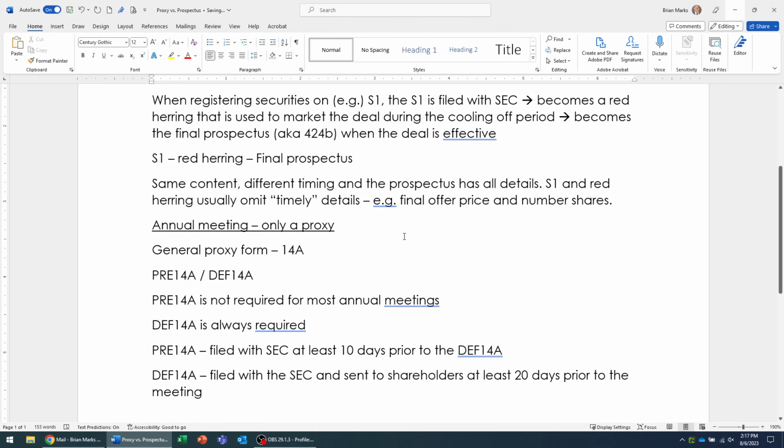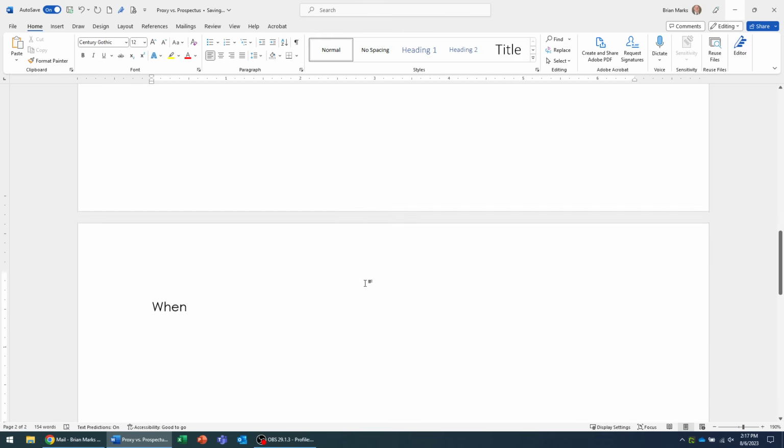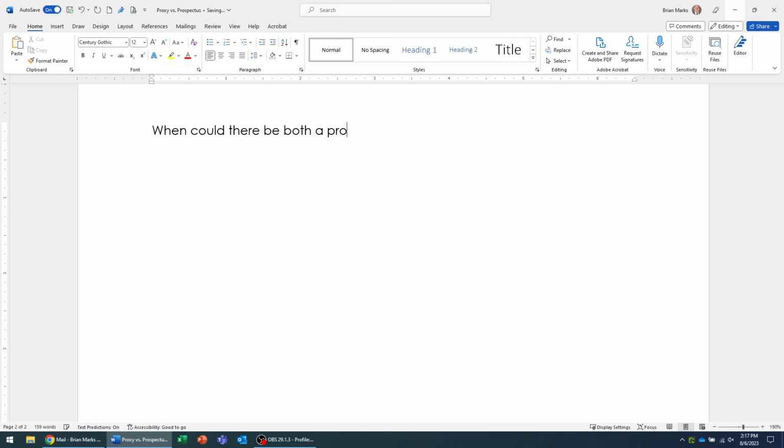And I'm not going to go through all the contents in the proxy. That's not the point of this review. The point of this review is to make a distinction between when there is a proxy and when there is a prospectus. All right, so when will you have a situation when you have both a prospectus and a proxy? Well, the answer is during a merger. So is there always a proxy in a merger? No. The answer is no, there's not.